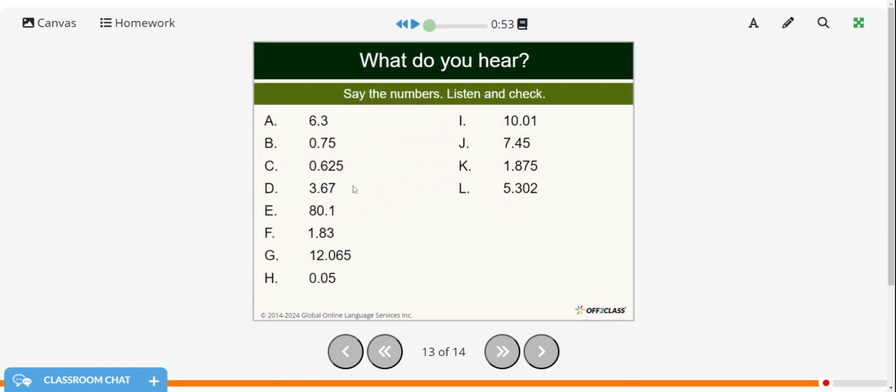All right, so now go ahead and say these numbers on your own, and then restart the video when you're ready to hear the answers. 6.3, 0.75, 0.625, 3.67, 80.1, 1.83, 12.065, 0.05, 10.01, 7.45, 1.875, 5.302.